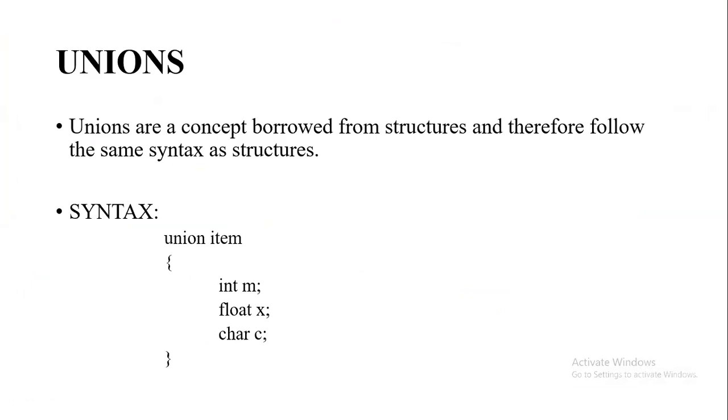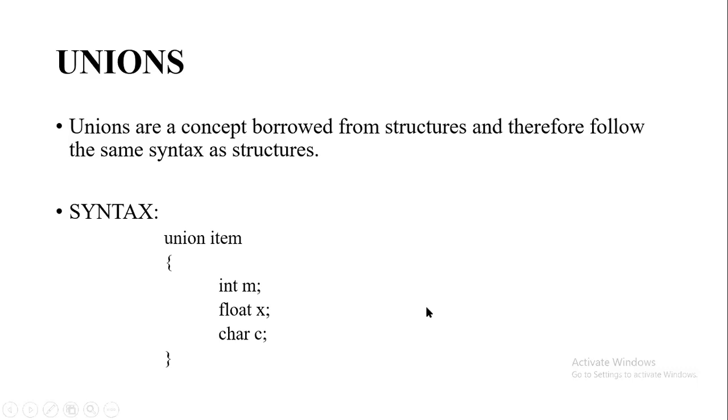So here there is a slight difference in terms of memory used. We will come to that in the next slide. So if you see, the syntax is the same. We have the keyword union, space, name of the union, and the members can be of different data types. If we see here, we have int m, float x, char c, all different data types. These are all members of the union.